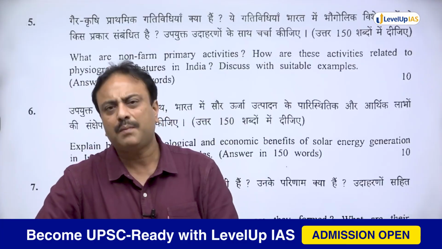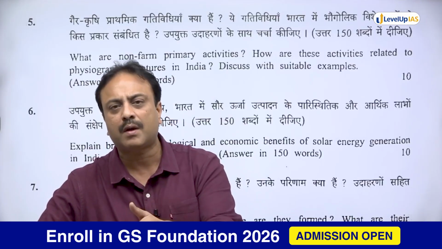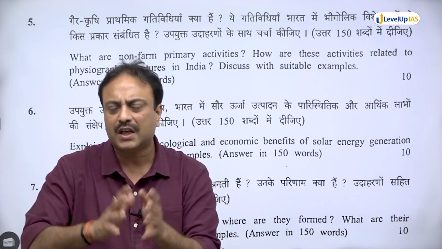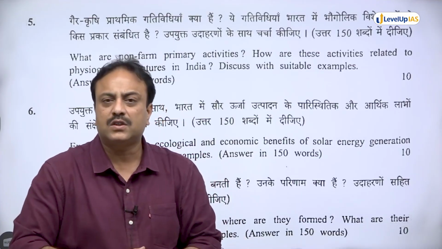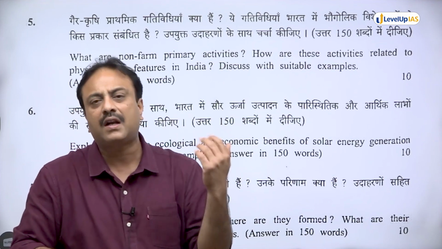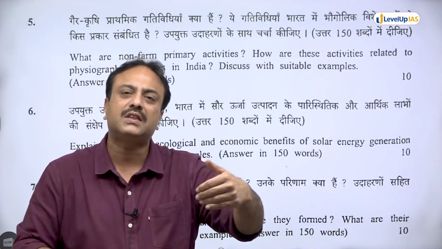Then again with non-farm primary activities, the second geographical or physiographic feature is the northern plains of India. While explaining the northern plains of India, I explained the lower Ganga plain, middle Ganga plain, upper Ganga plain and trans Ganga plain. In that, one of the aspects is agroclimatic regions of India. If you go by the agroclimatic regions of India, then the upper Ganga plain and the trans Ganga plain are a region, and the region of Rajasthan and Gujarat.